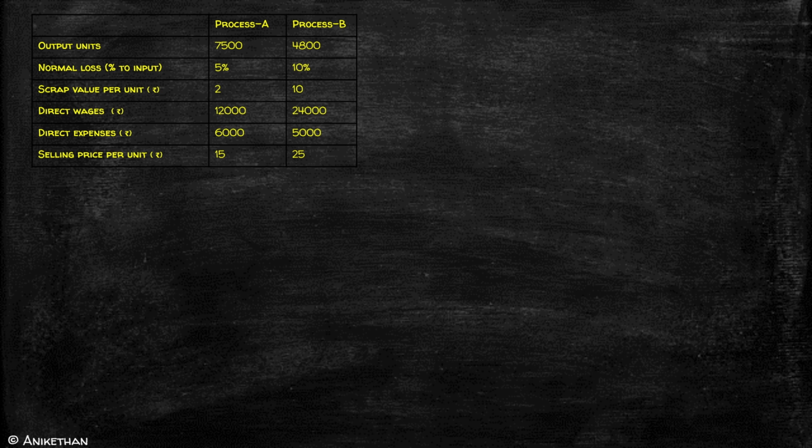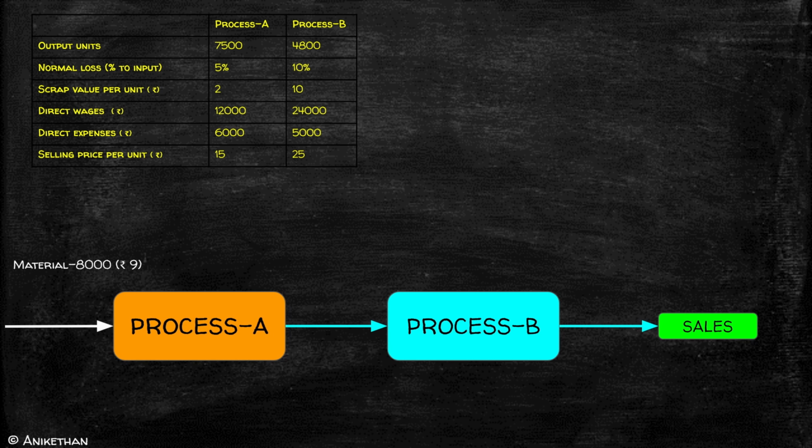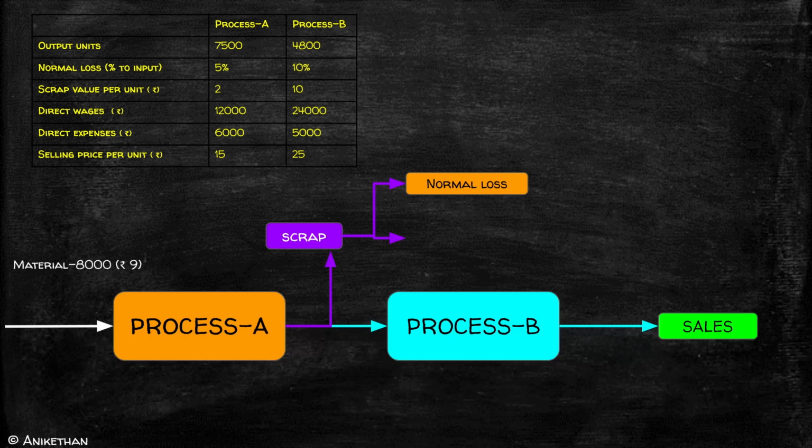So we know in the pro forma on the debit side, all whatever is going into the process will come into the picture. So direct wages and direct expenses will definitely go on the debit side. So process A, I have material 8000. I will also have the normal loss, which is given 5% of input. Input is 8000. So 5% of that is 400. And scrap value per unit is 2 rupees. So value of normal loss becomes 400 into 2, that is 800.